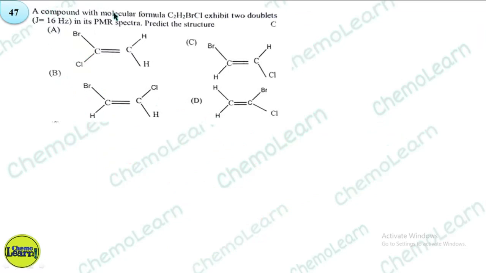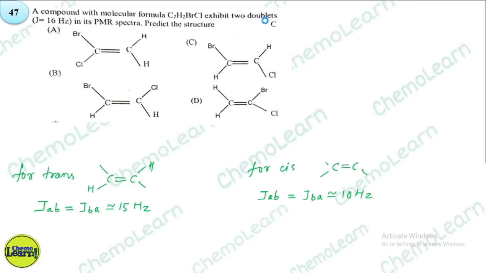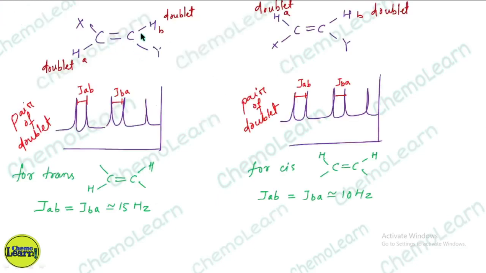47. A compound with molecular formula C2H2Cl2 exhibits two doublets where J equals 16 Hz in its PMR spectrum. Predict the structure. In the question, it is asking about two doublets. Okay. So in the trans structure, with the hydrogen atoms trans, it will produce a pair of doublets, and in the cis also we can get a pair of doublets.